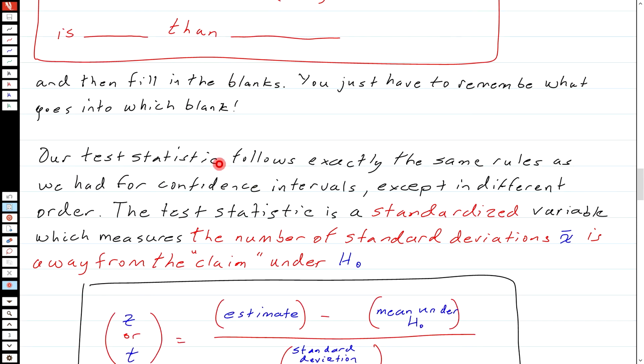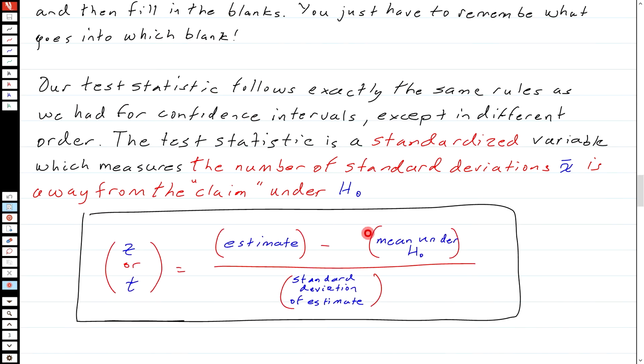As mentioned, the test statistic follows exactly the same rules. Here are the bits and pieces, as I mentioned. Z or T on the left-hand side. Estimate of whatever you're doing the test on goes in here. The mean, according to H naught, goes in here. And the standard deviation of the estimate goes in here. And this is either going to be sigma or S of whatever this estimate is.